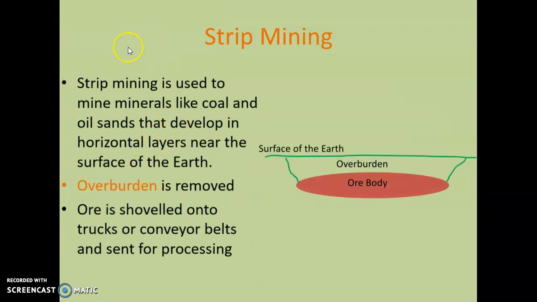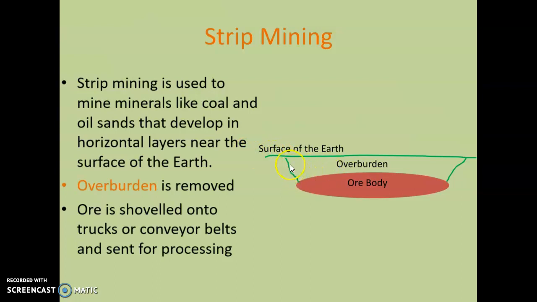Okay, so strip mining is used to mine minerals like coal and oil sands that develop in horizontal layers near the surface of the earth. So here the orientation of the ore body is horizontal and it's near the surface of the earth, so less than 300 meters down. The overburden is the stuff that is on top of the ore body, so that all gets pulled out of the way, and then the ore is simply shoveled onto conveyor belts or trucks, and it is sent up and out for processing.